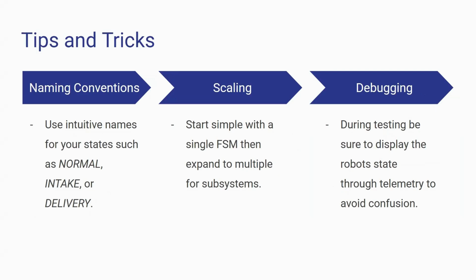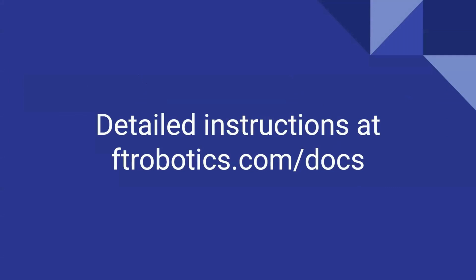When you're setting up your finite state machine, you want to use intuitive names such as normal state, intake state, or delivery state. This keeps the code very clean, very readable, very concise. You should start small with just a few states, only the ones necessary, and then you can expand as your systems grow. For debugging during testing, be sure to display the robot state through telemetry to avoid confusion. This also helps you pinpoint where a failure is, since you can only be in one state at once.